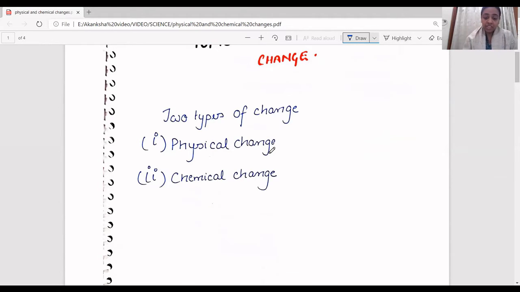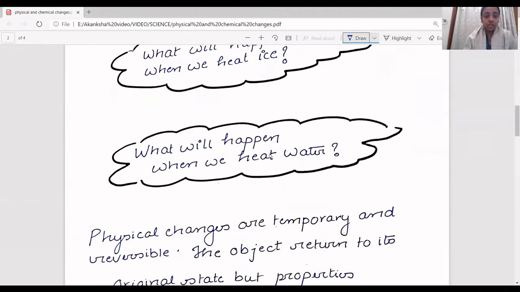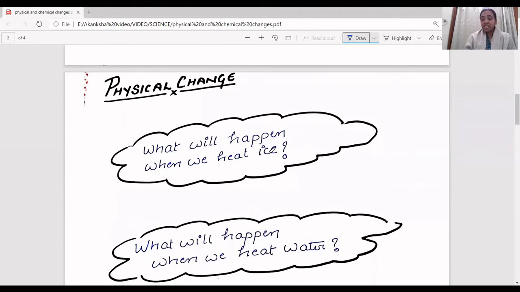We'll first start with physical change. Okay, I'll be asking certain questions as the ritual. What will happen when we heat ice? Anybody? Have you ever tried heating ice? No? Okay. Even if you have, the ice starts melting, right? Or what happens when you heat water? The temperature of the water gradually increases and gradually it reaches a boil, right? So that is heating water.